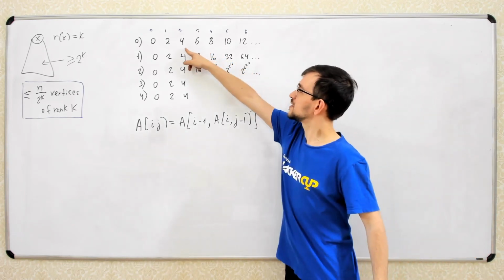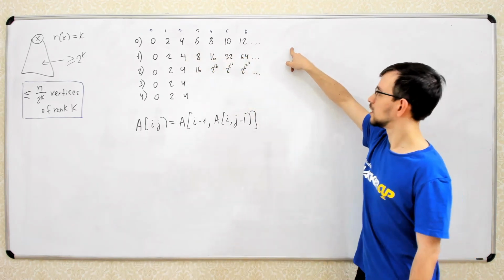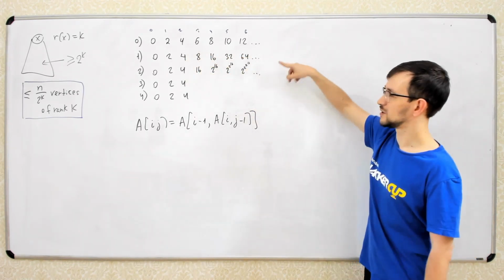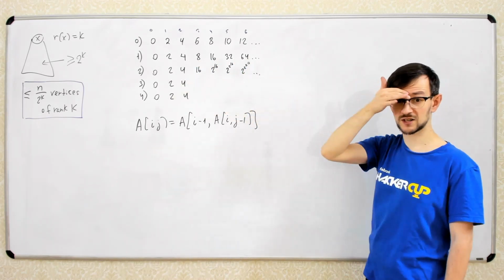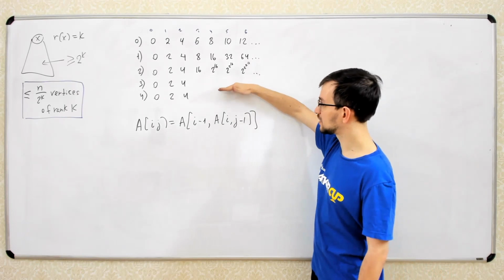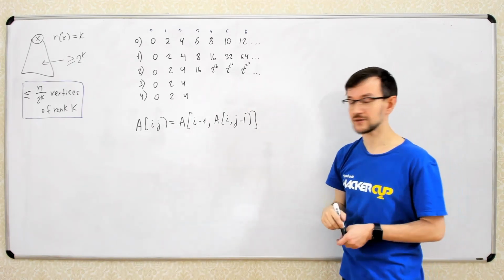So again, this sequence grows very slowly. This sequence grows exponentially, and this sequence grows very fast. What happens in the next sequence? Oh, it grows very fast.